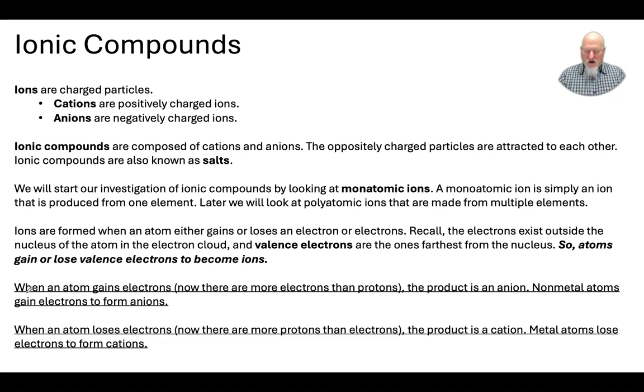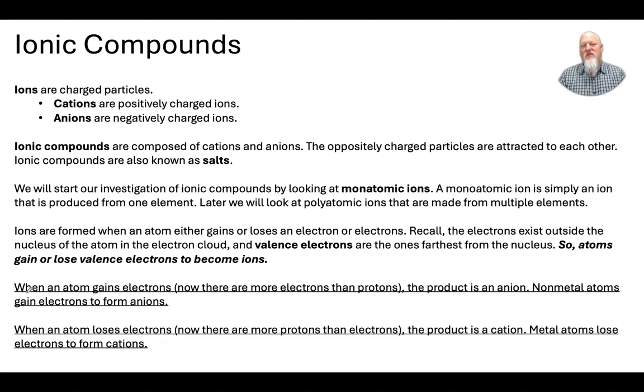Okay, so ionic compounds that are formed in chemistry are compounds that contain cations and anions. An ionic bond is formed between positively charged cations and negatively charged anions. It's the attractive force that exists between oppositely charged particles. That's what an ionic bond is.